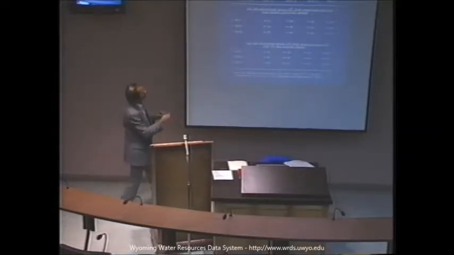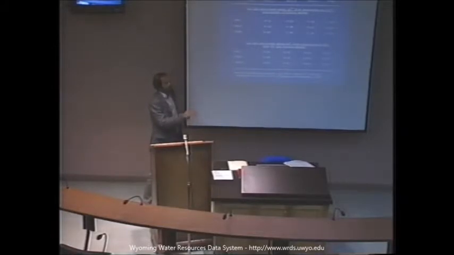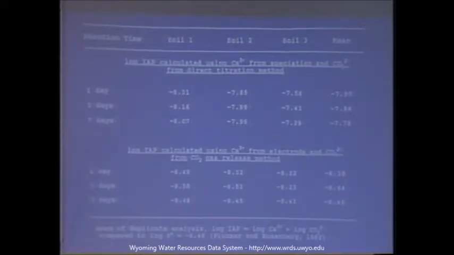In this table, we presented ion activity products of calcite calculated from different calcium carbonate activities. Okay, here we have reaction time, soil 1, 2, 3, and then we get the mean. The first portion of the table shows the ion activity products calculated using calcium activity from the speciation model, and then carbonate from the direct titration method, which includes both organics and inorganics.